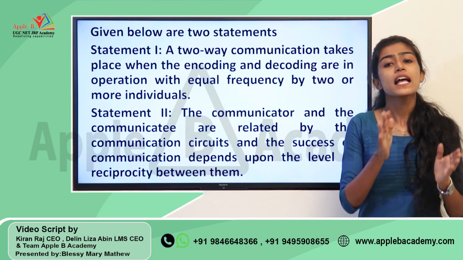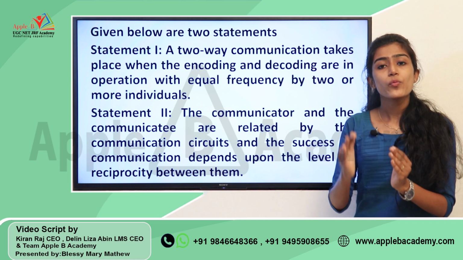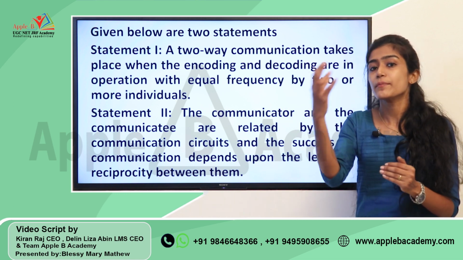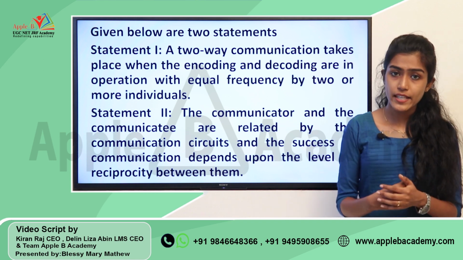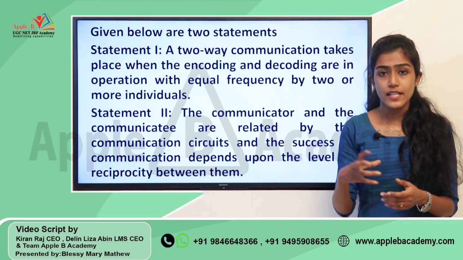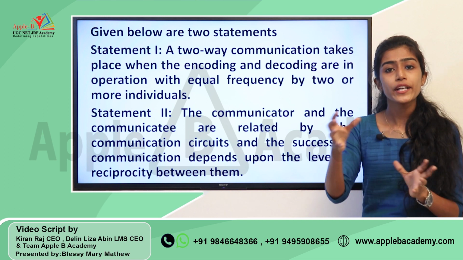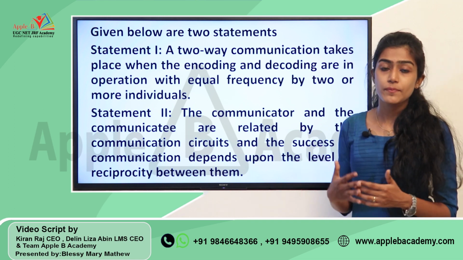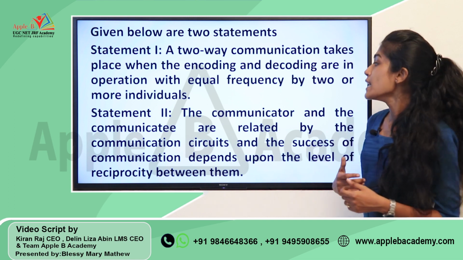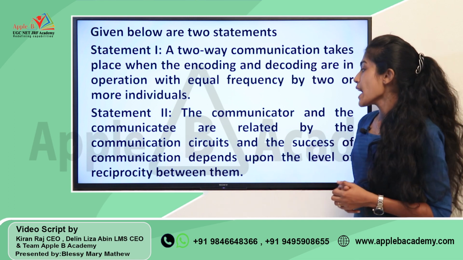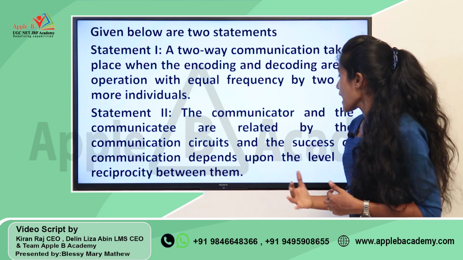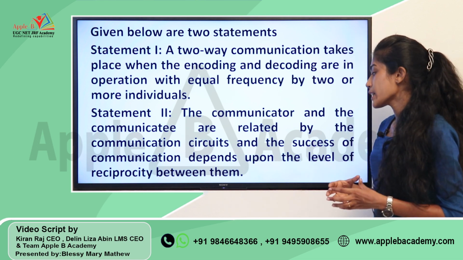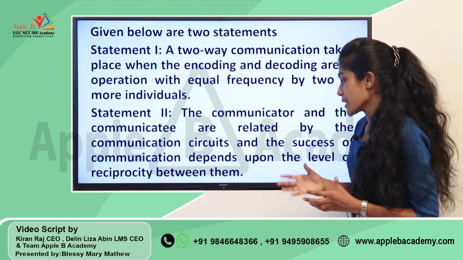That simply means the sender sends a message which is received by a receiver, and after that this receiver will be sending back a reply to the sender who has sent him a message. So in that respect, this encoding and decoding process is happening with equal frequency between the different people involved in a communication. Statement 2 says, the communicator and the communicatee are related by the communication circuits, and the success of communication depends upon the level of reciprocity between them.